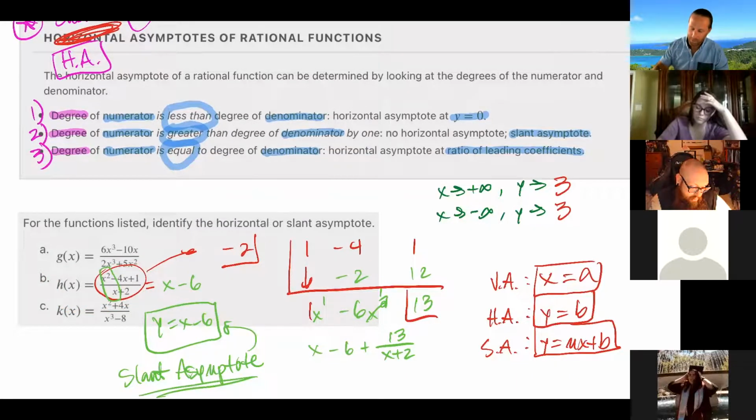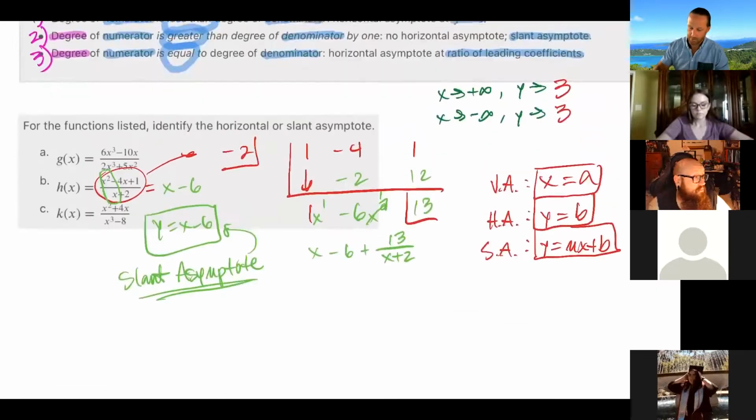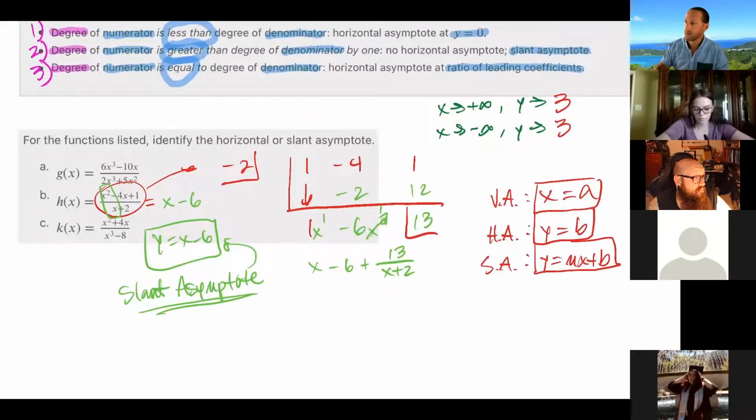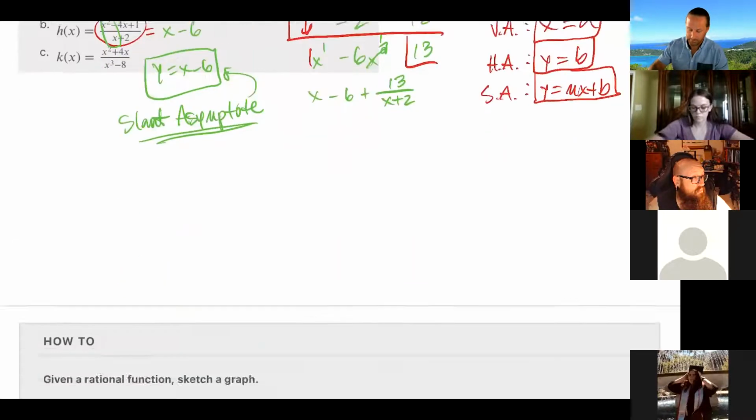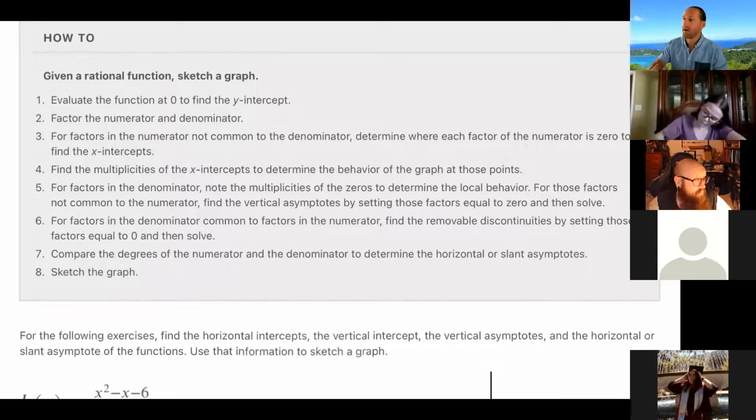Okay. So that's pretty much it in a nutshell. Did anybody still need any of that? Anybody still ready? Okay. So can we put all of that together to finally do what we set out to do? And that is sketch a graph.